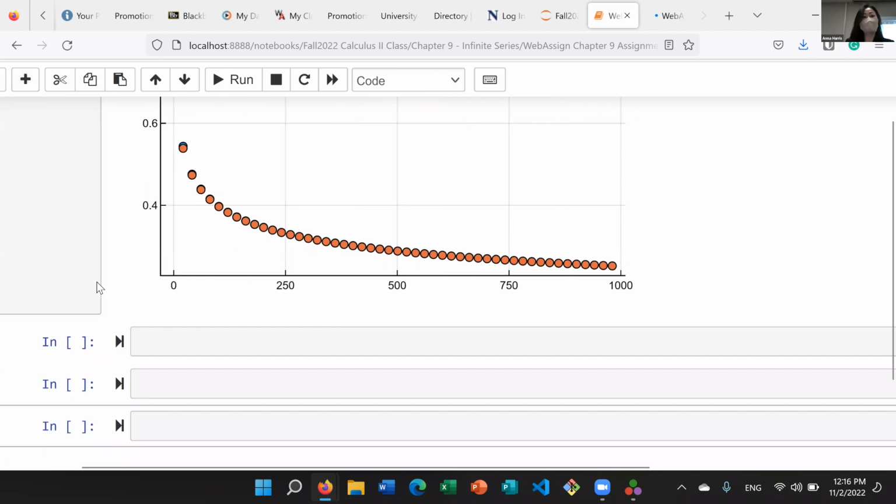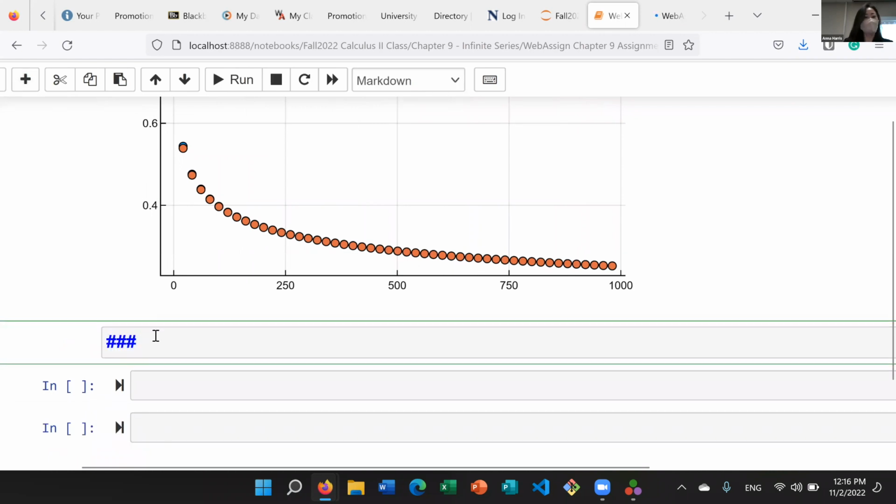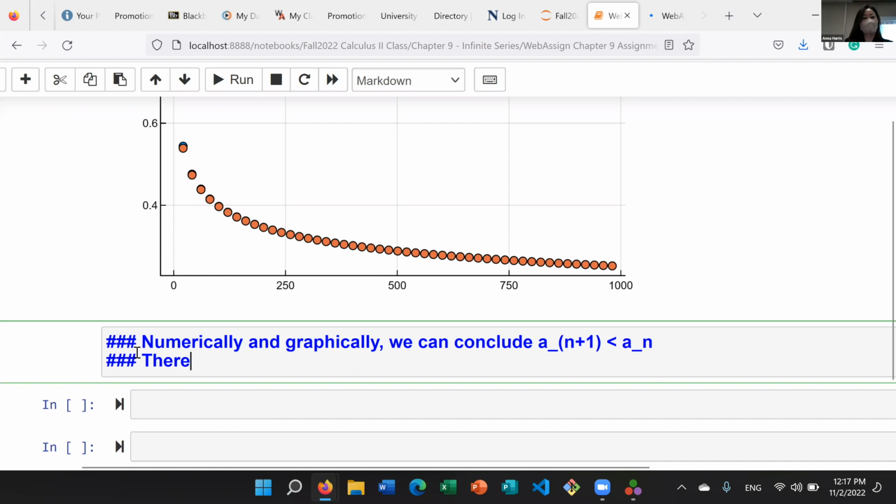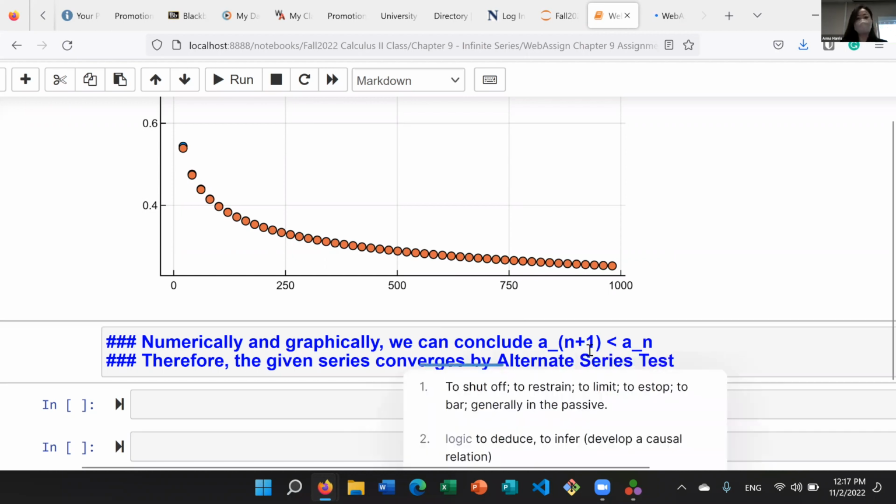So what can you say? Numerically and graphically, we can conclude a sub n plus 1 is less than a sub n. Therefore, the given series converges by the alternating series test, okay?